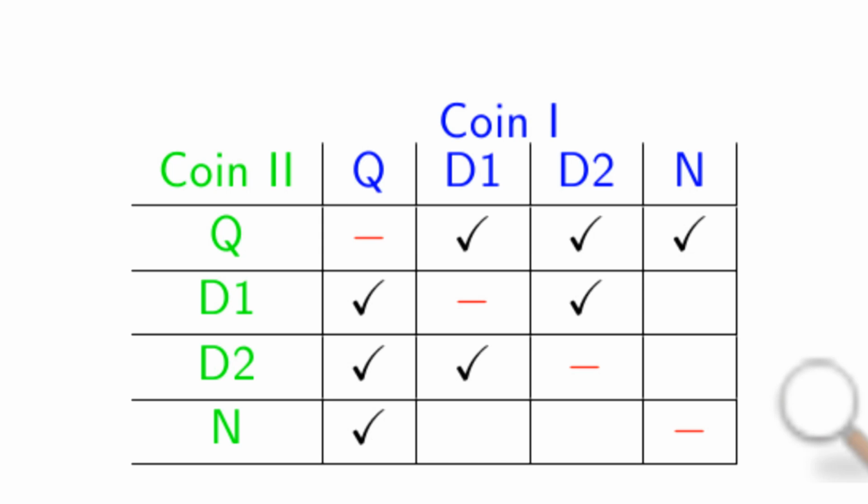Alright, so what do I have to do now? I simply have to go outcome by outcome and see which ones give me more than 15 cents. Okay, well, anything that has a quarter in it is already 25, so it's going to give me more than 15 cents. And so all of these have check marks. A check mark corresponds to satisfies the condition, more than 15 cents.